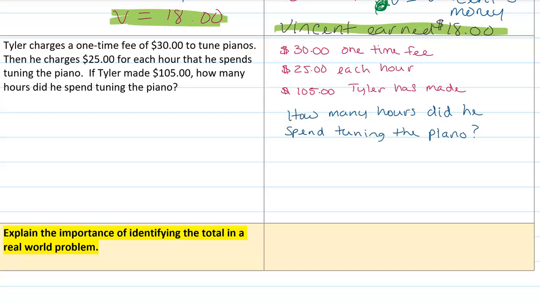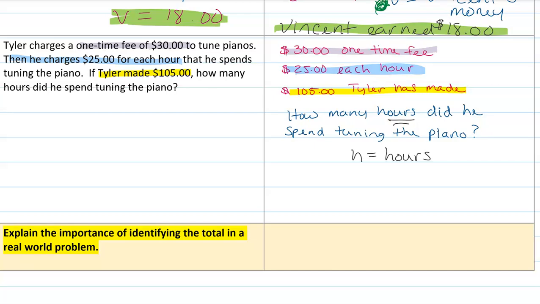Okay, let's see if we match up. We have $30. Tyler charges a one-time fee of $30. There we go. And then he charges $25 for each hour. So there's 25 each hour. And finally, if Tyler has made $105, that's how much he's made so far. The question is, how many hours did he spend tuning the piano? So they want us to figure out how many hours. So we're going to say H stands for hours.